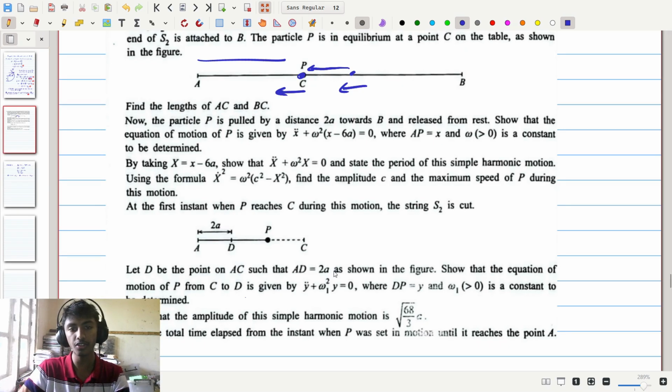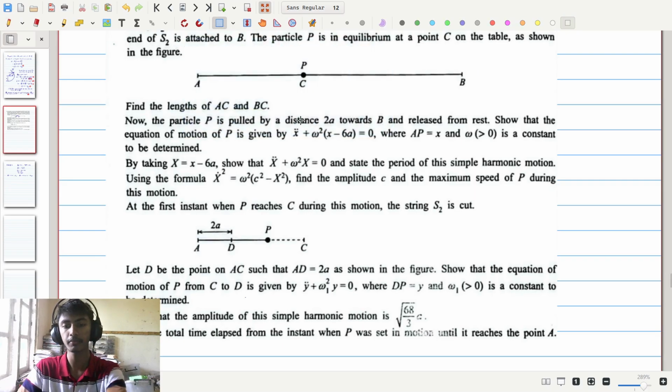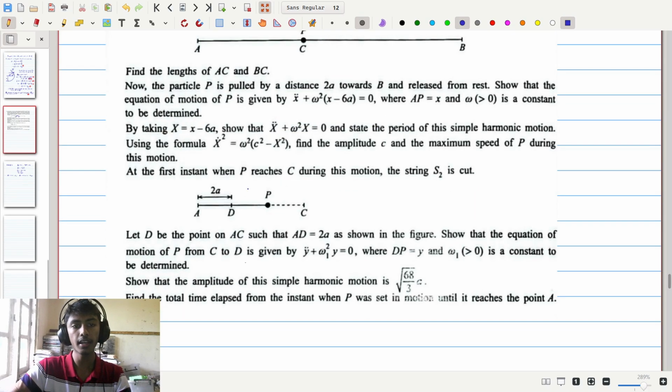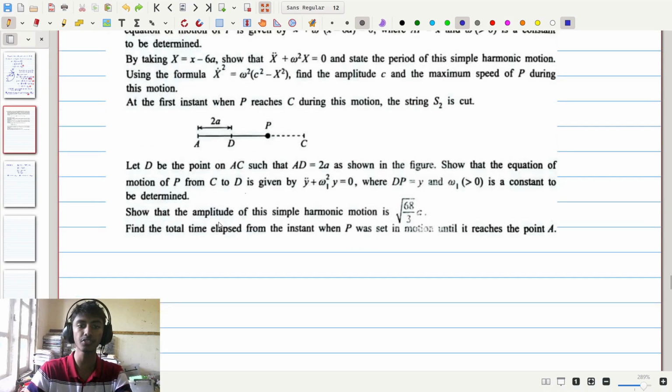And as it does this, what we're going to have to do is to figure out the motion. So it says, let D be the point on AC such that AD length is equal to 2a as shown in the figure. So given this, we are asked to show that the equation of the motion of P from C to D is given by y double dot plus omega 1 squared times y equals 0, where the length DP is equal to y and omega 1 is some value greater than 0, which is a constant to be determined. Once again, we need to solve for this equation, and when we do this, we will find what the value of omega 1 is equal to.